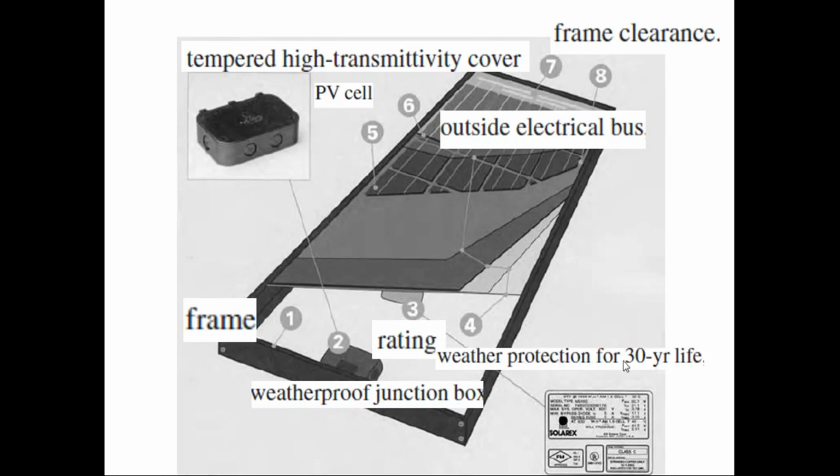Then we have the weather protection cover. It is assumed that ideally the life is 30 years. It has been observed that for 20-25 years PV works sufficiently well. Then we have the cell over here, then the high transmittivity cover, then the frame clearance and then the outside electrical bus.